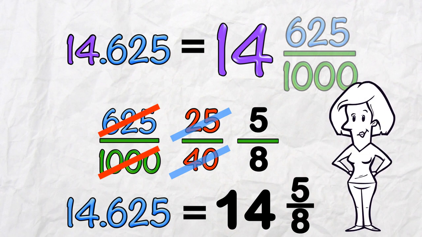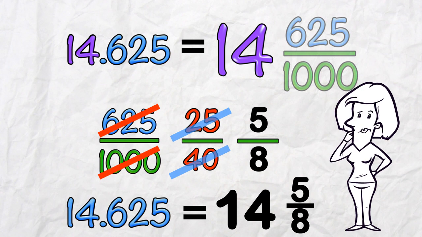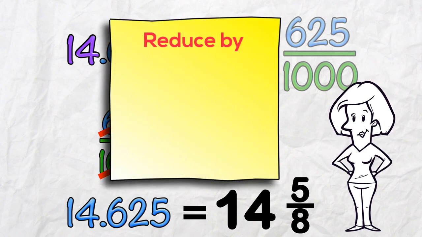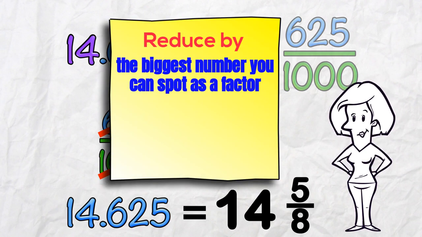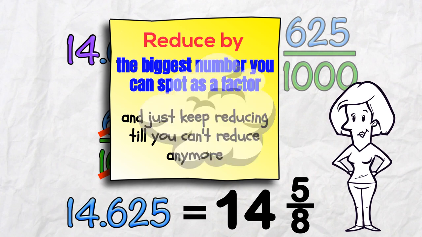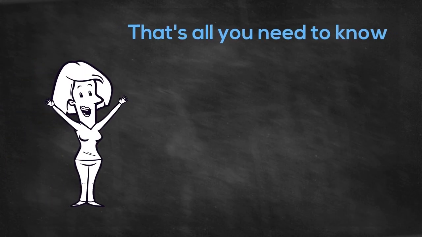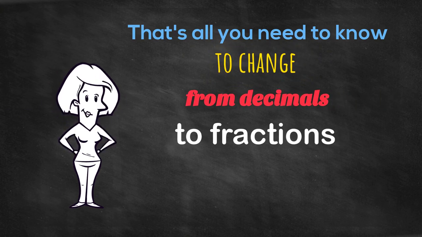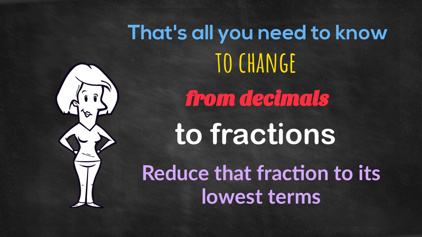Keep in mind, different people might choose different values to reduce by. I could have started with 5, and that's okay too. Go with the biggest number you can spot as a factor and just keep on reducing till you can't reduce any more. And that's all you need to know to change from decimals to fractions. Always remember to reduce that fraction to its lowest terms and you'll do great.